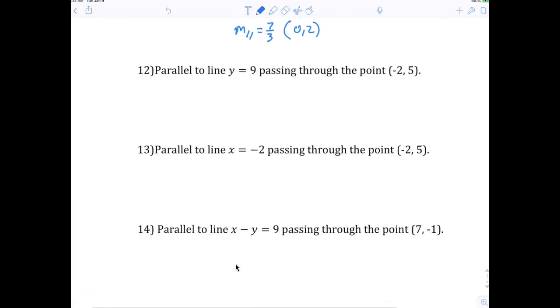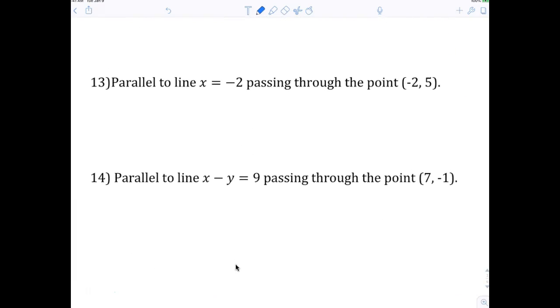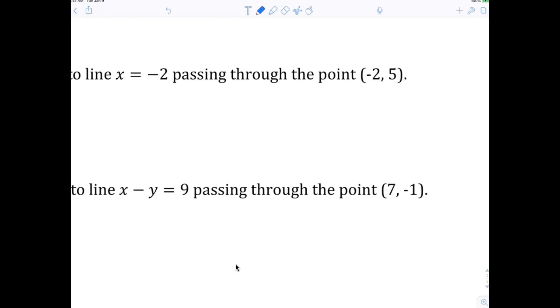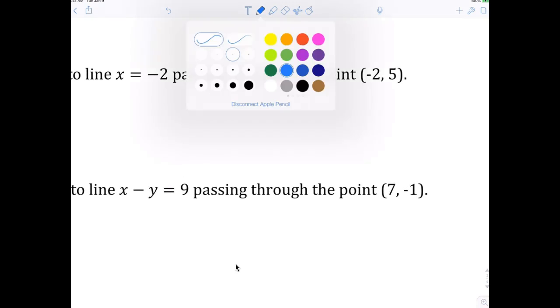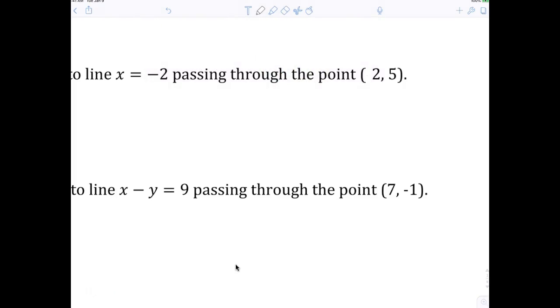Let's talk about number 13. Uh-oh. Parallel to x minus 2. What is the equation of x minus 2? What type of line? Someone who remembers. Vertical. Thank you. So what do you think is parallel to a vertical line? Another vertical line. So without any thought, we can just write what down as my answer? Uh-oh. I made a mistake on this one. So let's change this to positive 2 right here, guys. Wipe this out. X equals 2.